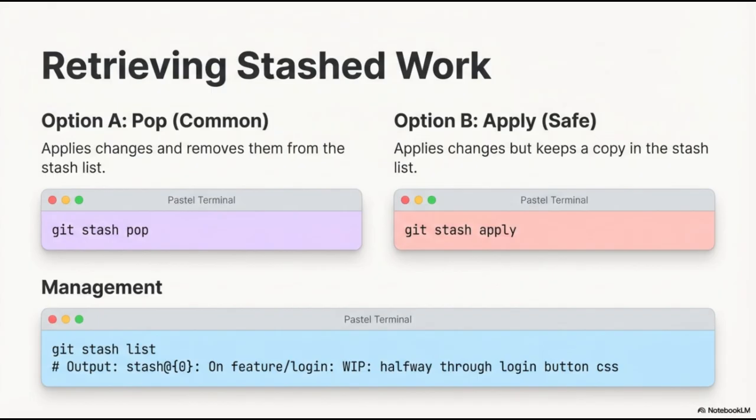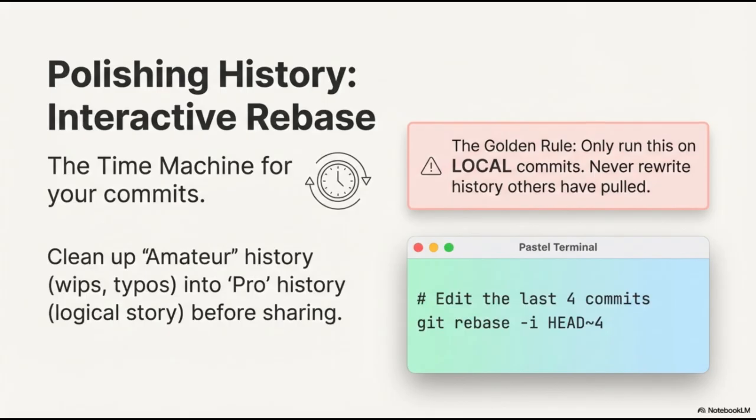your history clean. Polishing our commit history is an essential part of a professional development workflow, and interactive rebase is the primary tool that enables this. Think of it as a time machine for your commits, allowing you to go back and refine your work before it becomes a permanent part of the project's record.